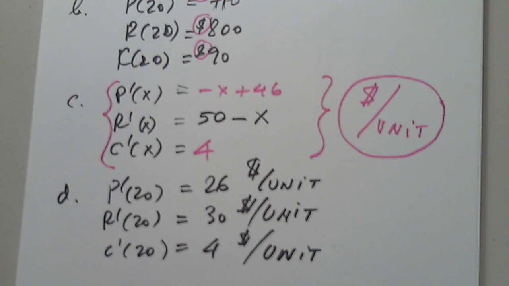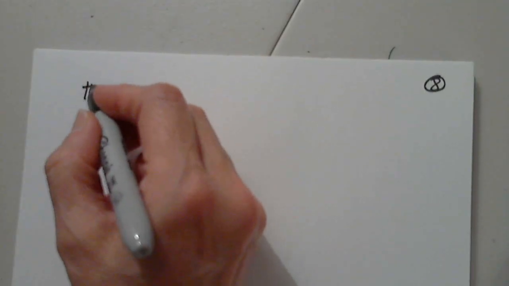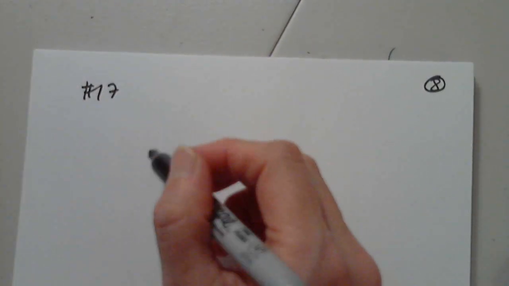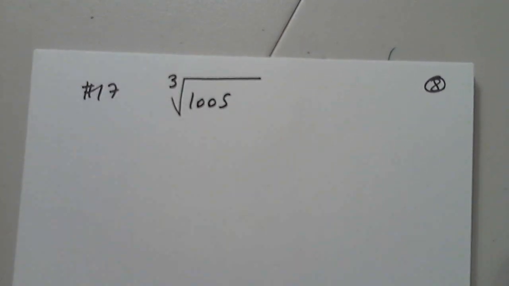Okay, so let's choose an approximation. Which number would you like to approximate? And you will see how easy it is with the formula that we just looked at. So let's pick one. Which one? 17. 17 says the cube root of 1005. Awesome.